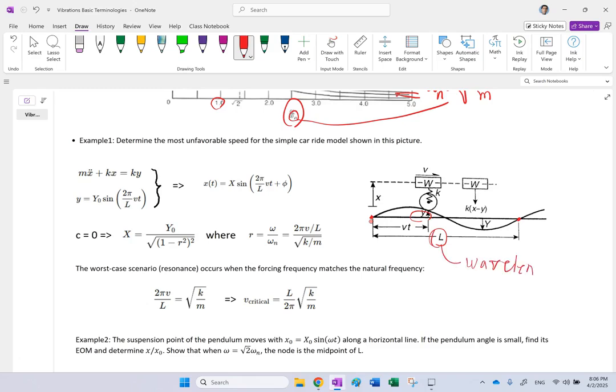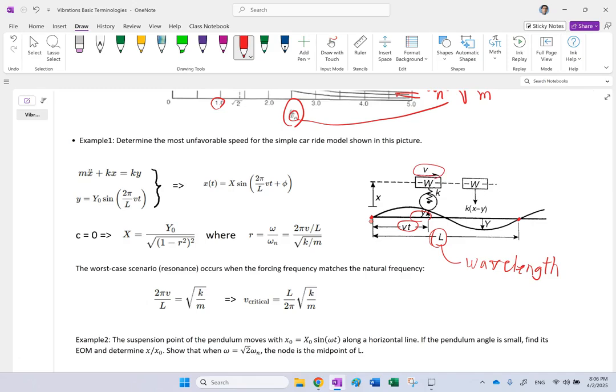Okay, if it was versus time, you would call it period. But this is versus position, so that L is the wavelength of your sine wave. The distance that the car travels, the simple 1-DOF car model, travels from the start point is v times t, where v is the horizontal speed of the car, t is the time.